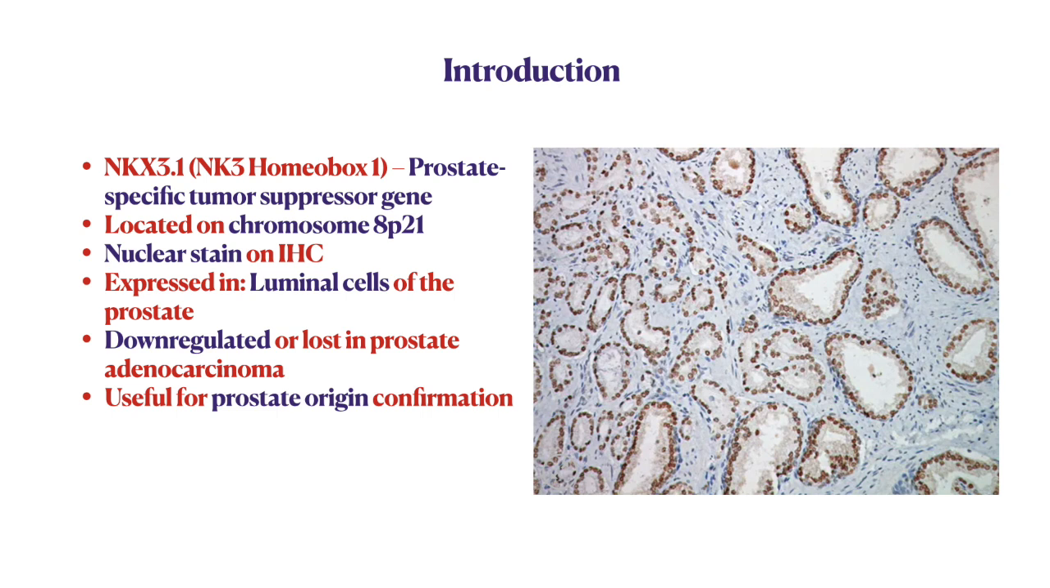IHC positivity is based on nuclear staining. It is expressed in the luminal cells of the prostate. In the basal cells, it's usually negative. It is downregulated in high-grade prostatic adenocarcinomas.